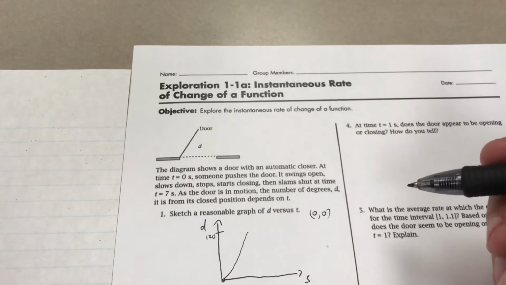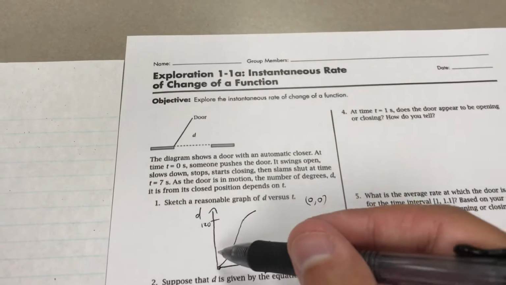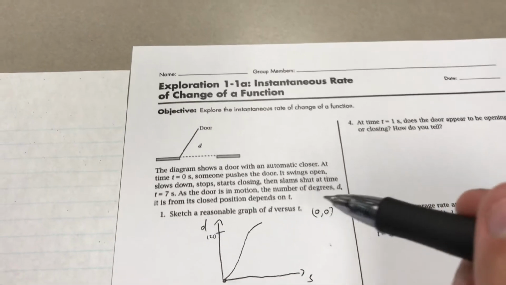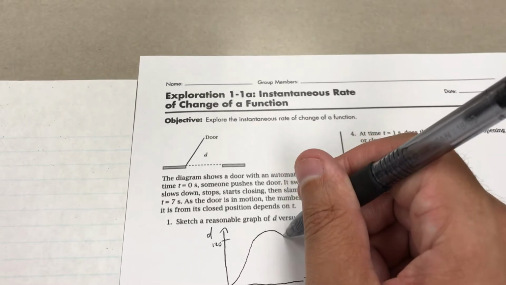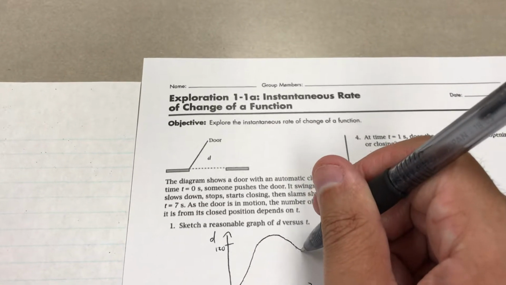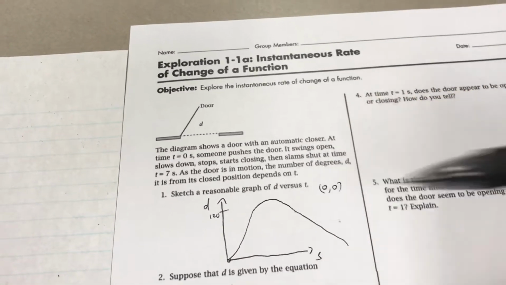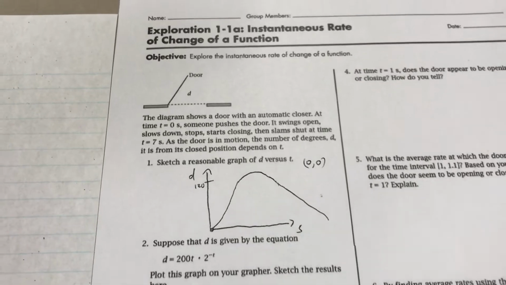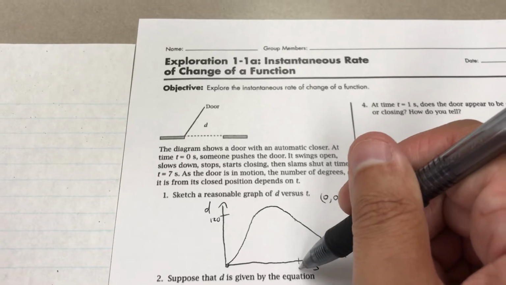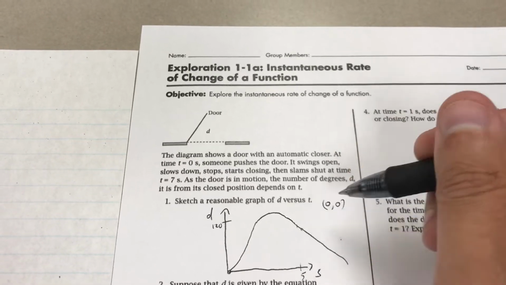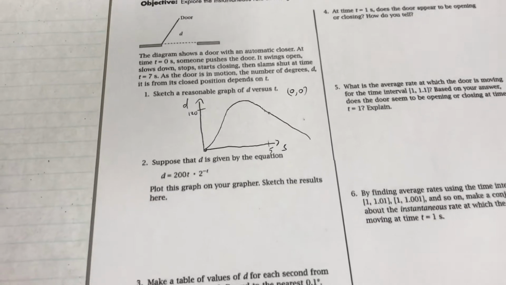And then it swings open, slows down, stops. So I do have it slowing down, maybe a little bit around 120 there. Starts closing, and then it says it slams shut. So I'm thinking it's going to do something very quick. It'll drop off fast. Maybe it'll drop off even more steeply than that because it slams shut, okay? Again, I'm just thinking about different points here. Maybe you're 5 seconds in and the door is starting to close. You can think about different points, different times, and how many degrees you think the door would be open, okay?